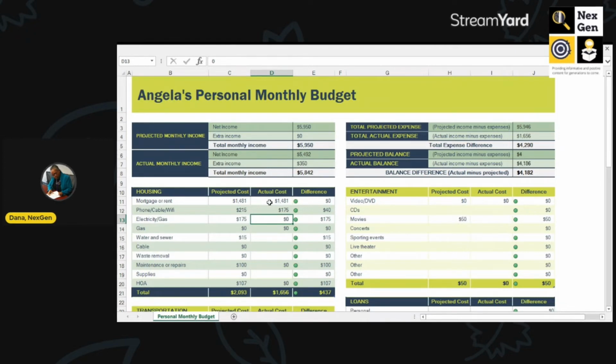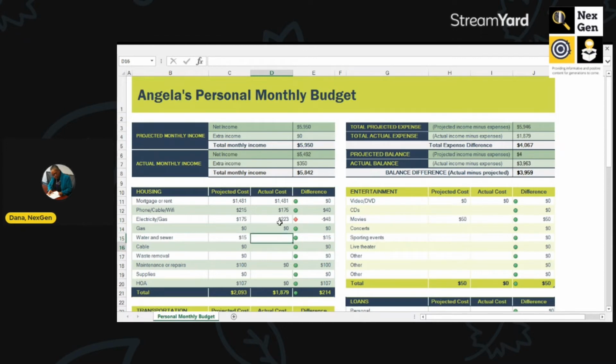All right. Now, her electric and gas, which is a combined bill, actually went up to $223. And as you can see, the budget amount was 175, but this month it was 223. So now you see that the difference is a negative 48. That's just letting her know that she is over her budget. That happens at times, and you make adjustments if you need to.